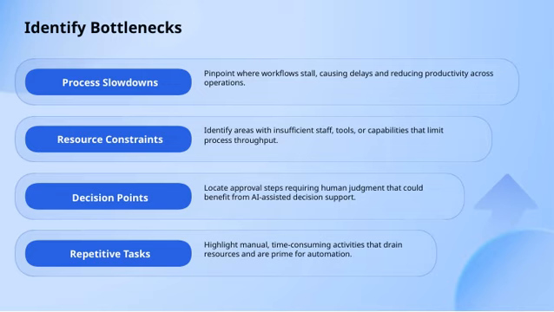Another key aspect is decision points, those moments where approval or human judgment is required. By locating these steps, we can see where AI-assisted decision support could streamline processes, making things faster and more consistent. Finally, we need to identify repetitive tasks, manual, time-consuming activities that drain resources. These are prime candidates for automation, freeing up our team to focus on higher-value work. By thoroughly understanding these bottlenecks, we can target specific areas for improvement, which aligns perfectly with our overall goal of optimizing operations through smarter, more efficient processes.